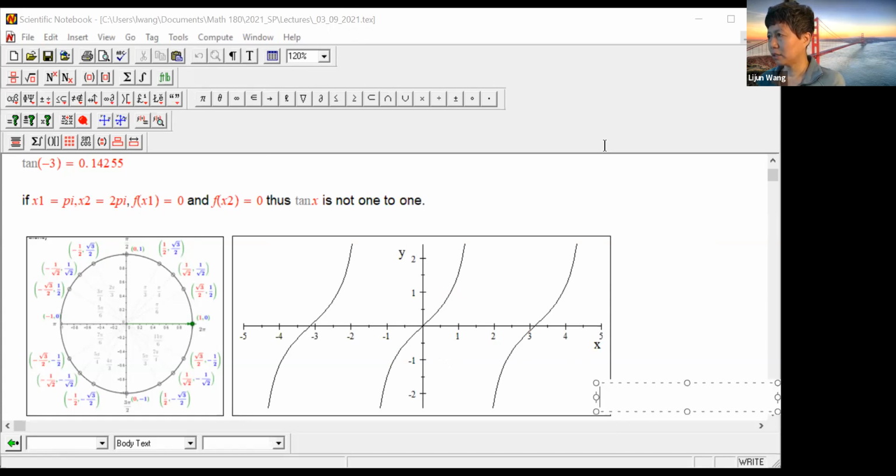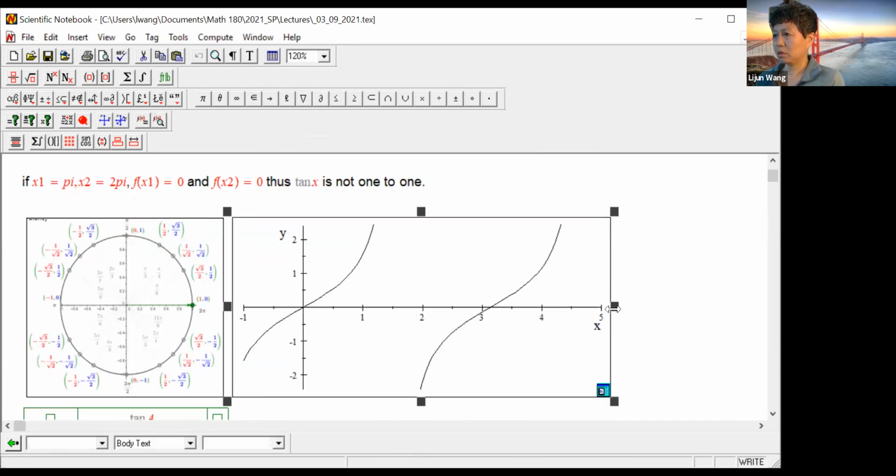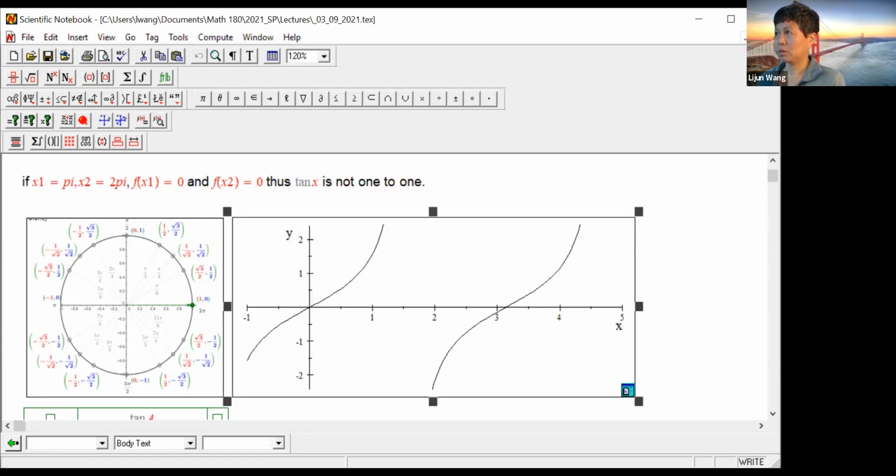I'm going to make a little adjustment to the picture. Good. Marking these 2 points.